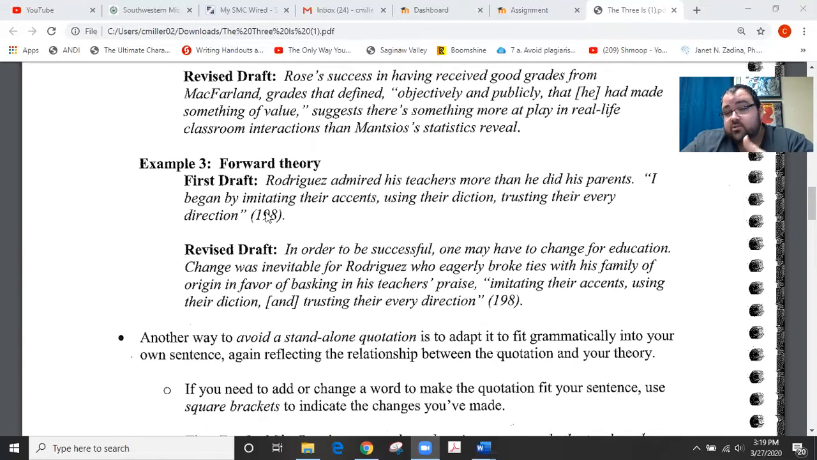Now, the big question becomes, what happens if you don't have page numbers? Say, for instance, you're using an electronic document. In that case, you don't use the page numbers. You just give us an in-text citation with the author's last name. So that's how we integrate those together.